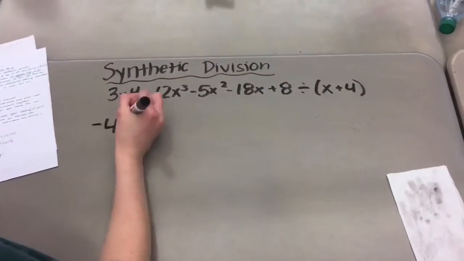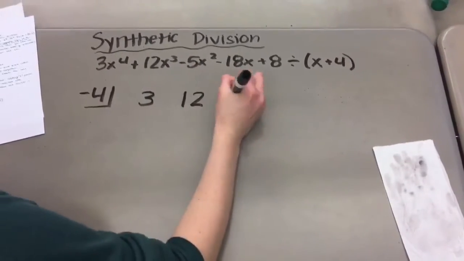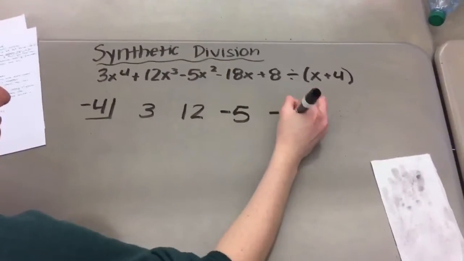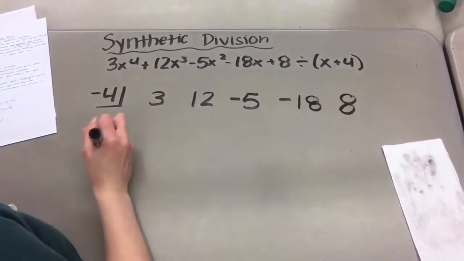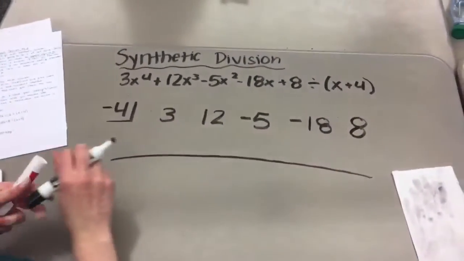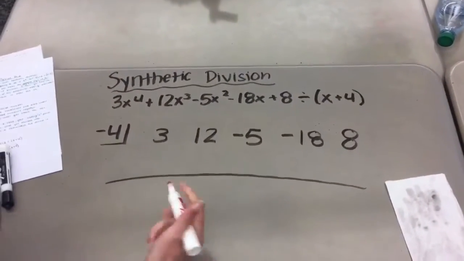On to the last problem, which is 3x to the fourth plus 12x cubed minus 5x squared minus 18x plus 8 divided by x plus 4. Your a value is negative 4 because you set it equal to 0, and x equals negative 4. Write down all your coefficients, which is 3, 12, negative 5, negative 18, and 8. First step, drop down your first coefficient, which is 3.